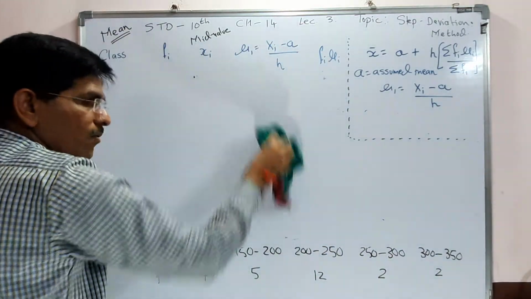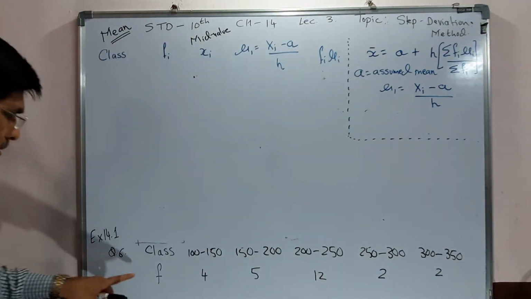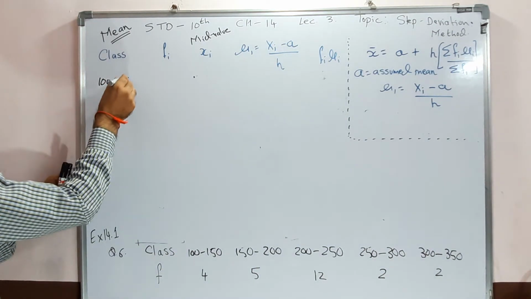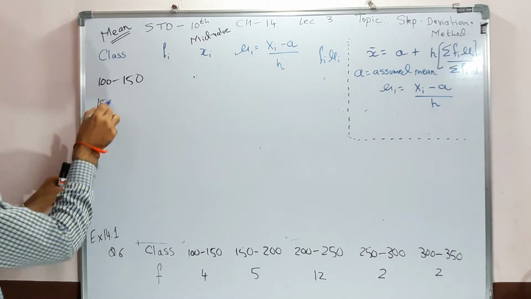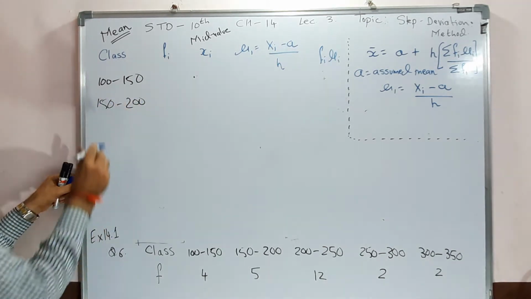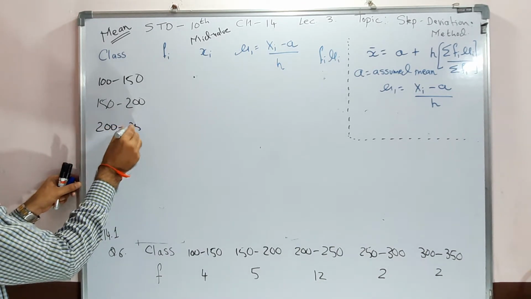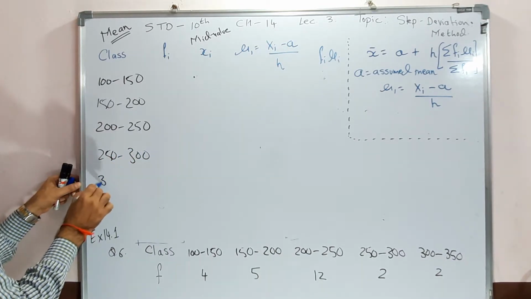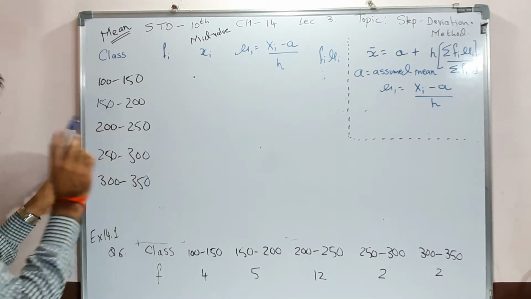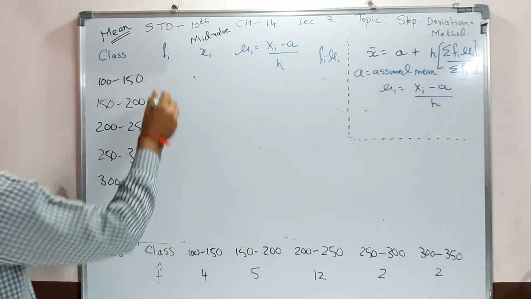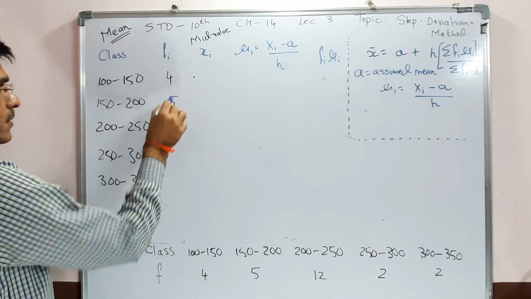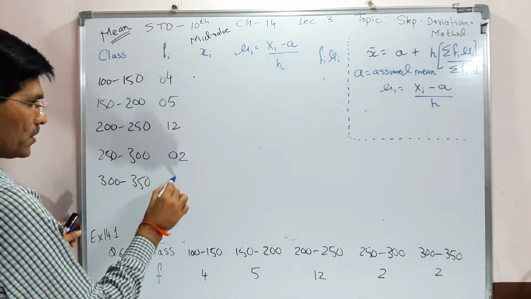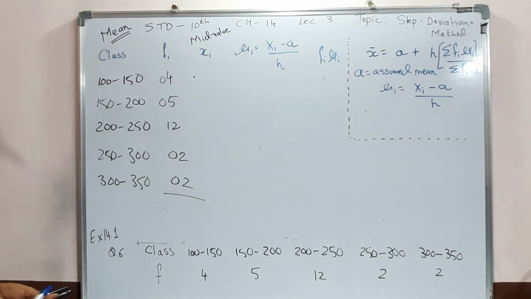Now, first, what we have to write, that is class. So your class is given: 100 to 150, 150 to 200, 200 to 250, 250 to 300, and 300 to 350. Now what I have to write, frequency, that is 4, 5, 12, 0, 2, 2, so that we can get easy and correct calculation.